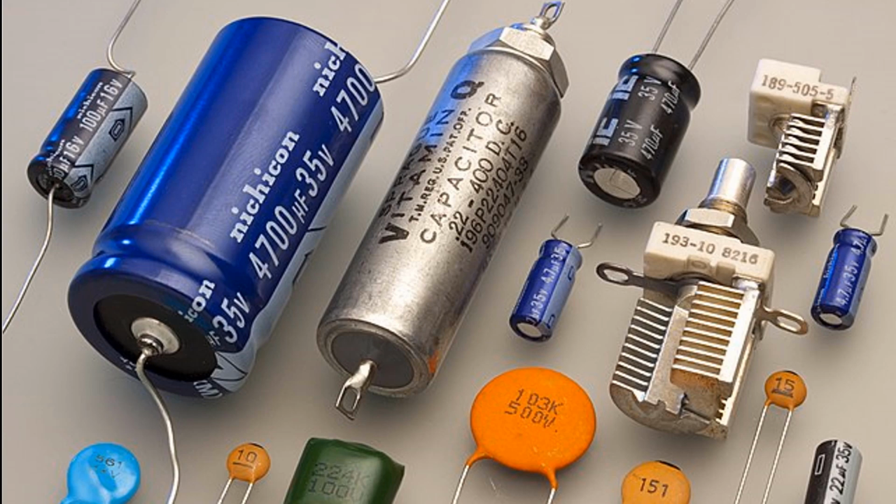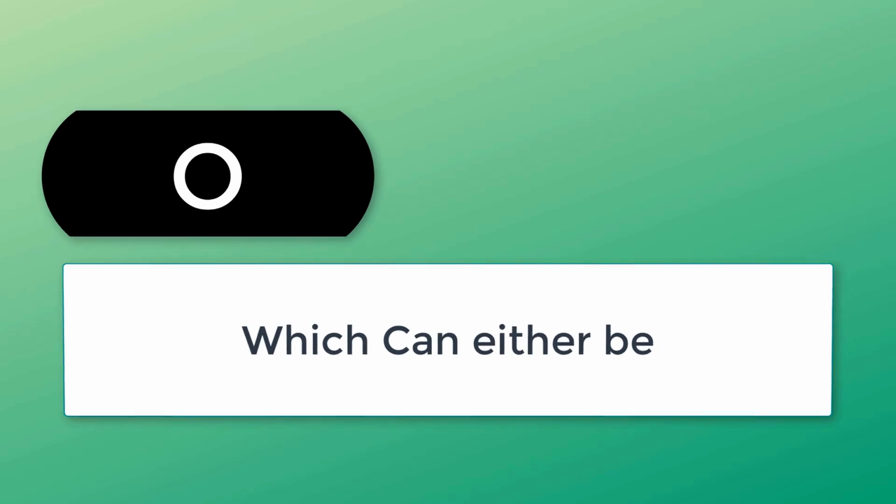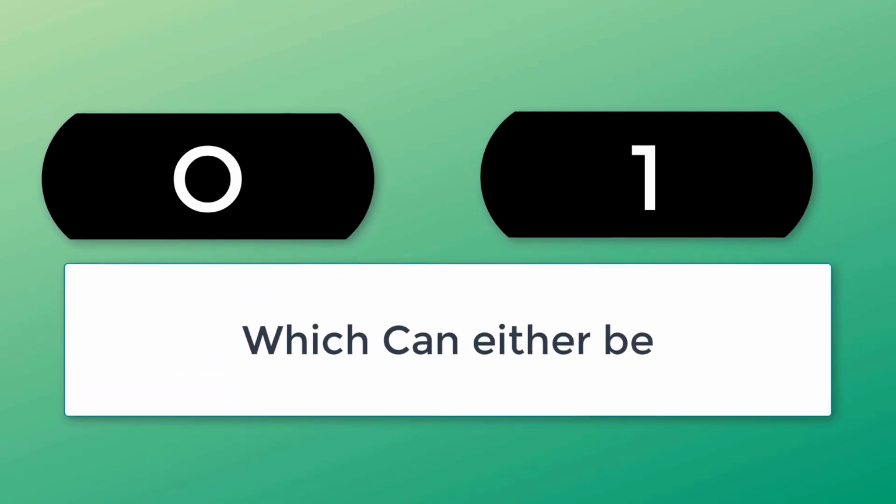The RAM works by using small electronic components called capacitors and transistors to store and manipulate data. Each capacitor stores a single bit of data, which can either be a 0 or 1. The transistors are used to read and write data to the capacitors.